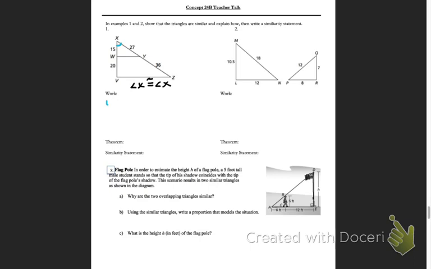I don't know any other information about the angles, so now I need to look at side lengths. They've given me some measurements, so let's check to see if they're proportional. So 15 over 35, is that equal to 27 over 63? Yes, it is. So if my sides are proportional with an angle in between them, I know I have side angle side similarity. And my statement would read WXY is similar to VXZ. And there's a couple different combinations of those letters you can use for your similarity statement.